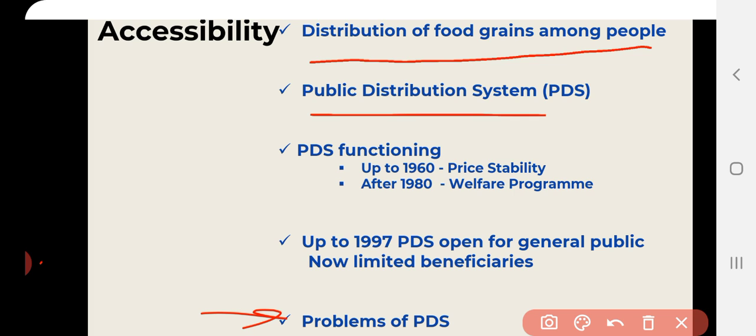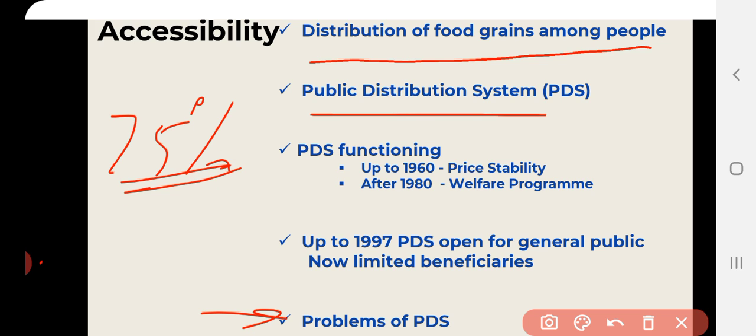So this is the position about the accessibility. In giving access of food grains to the poor people, there is a lack of proper mechanism with the government. There is a defective system working in our country for giving access of food grains to the poor people who spend 75% of their income on just purchasing these items.